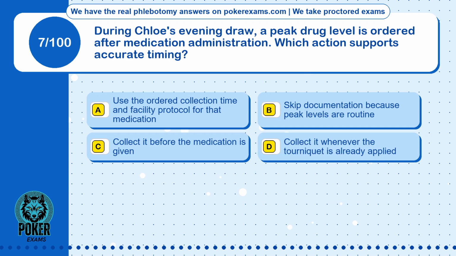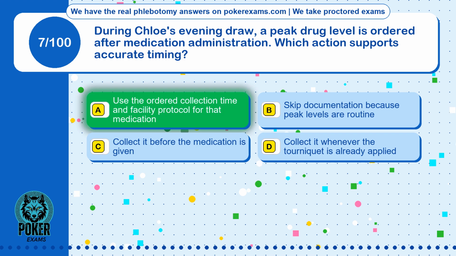Question 7. During Chloe's evening draw, a peak drug level is ordered after medication administration. Which action supports accurate timing? Option A. Use the ordered collection time and facility protocol for that medication. Option B. Skip documentation because peak levels are routine. Option C. Collect it before the medication is given. Option D. Collect it whenever the tourniquet is already applied.